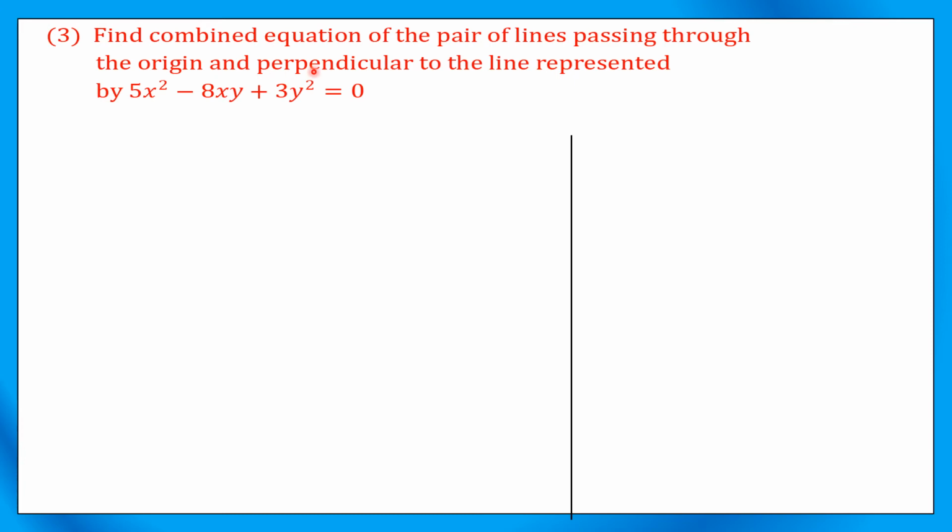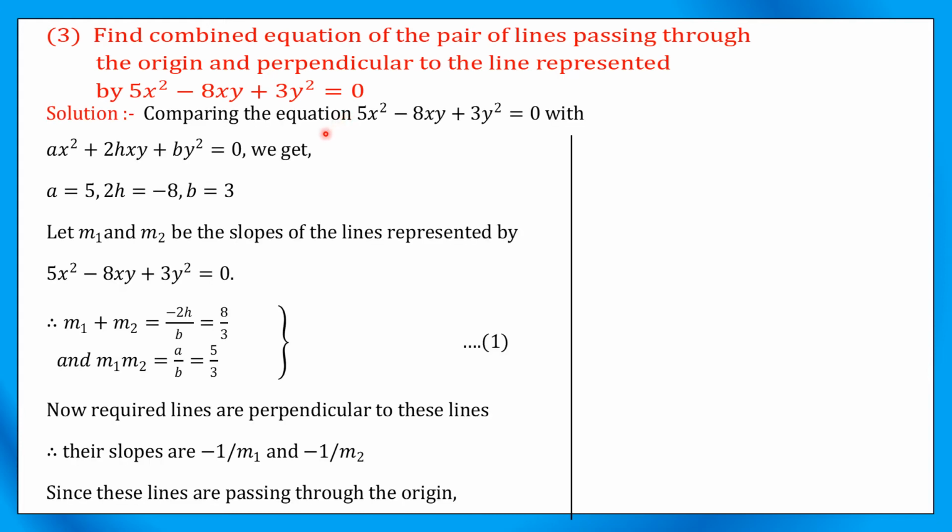Example 3. Find the combined equation of the pair of lines passing through the origin and perpendicular to the lines represented by 5x square minus 8xy plus 3y square equal to 0. Solution. Compare the equation 5x square minus 8xy plus 3y square equal to 0 with ax square plus 2hxy plus by square equal to 0. Coefficient of x square is a equal to 5. Coefficient of xy, 2h equal to minus 8. Coefficient of y square, that is b, equal to 3. Therefore, a equal to 5, 2h equal to minus 8, b equal to 3.